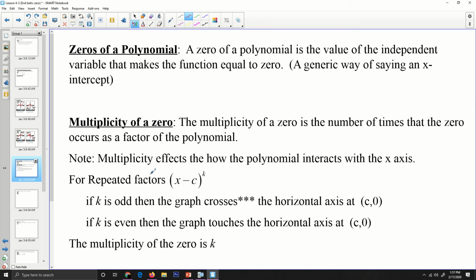For repeated factors, so if I have some factor x minus c to the k power, if k is odd, then it crosses, and I put some asterisks there because it depends on what type of odd number, and it crosses the horizontal axis at c, 0. If k is even, then the graph touches the horizontal axis at c, 0. The multiplicity of the zero is k. So let's take a look at some of these.